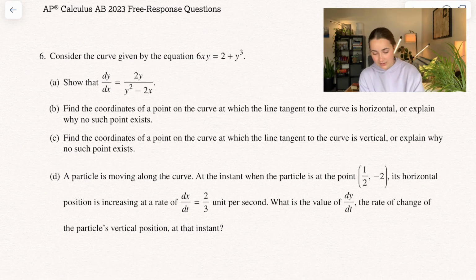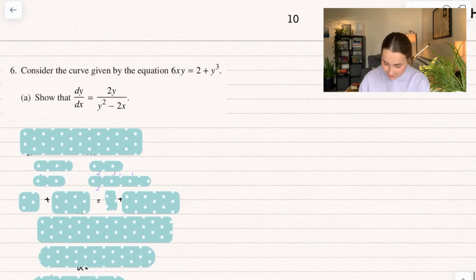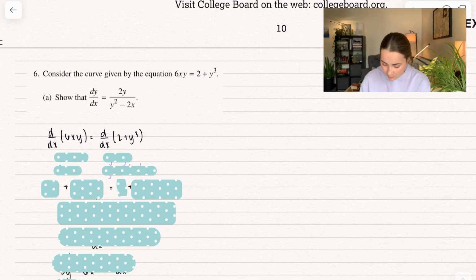Okay, problem 6, we are on the last one. By now on the AP test, you're probably brain dead. So consider the curve given by 6xy is equal to 2 plus y cubed. Oh my gosh, it's everybody's favorite. We're going to do implicit differentiation. What I did first was take the derivative of both sides of our original function. So we want to show that this implicit differentiation dy divided by dx is equal to this.